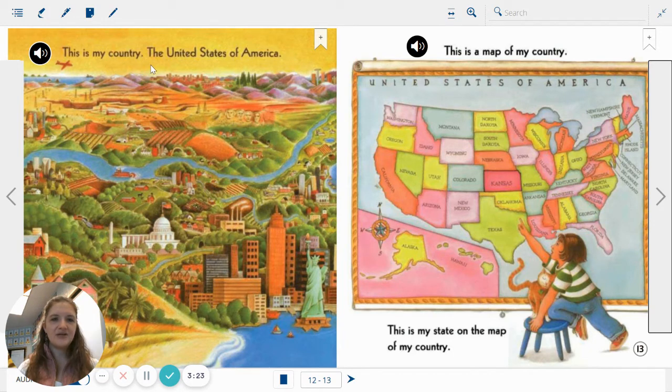This is my country, the United States of America. This is a map of my country. So here we have the United States of America. This is my state on the map of my country. There's Kansas. Can you see where Utah is? Utah is right there.